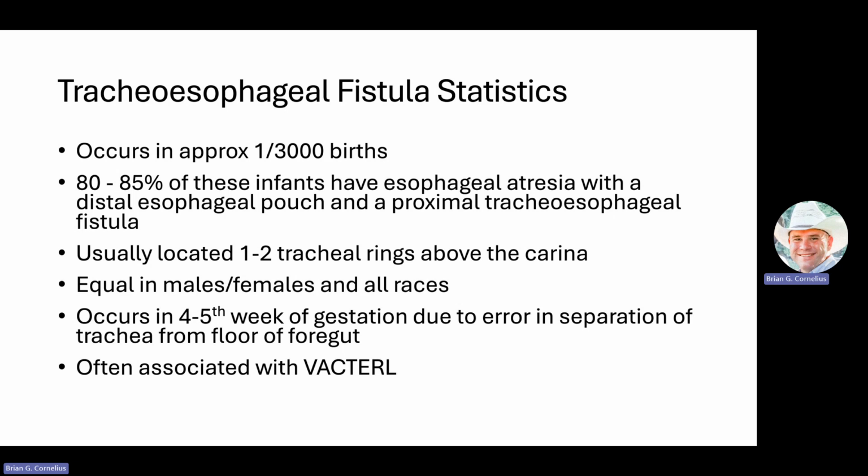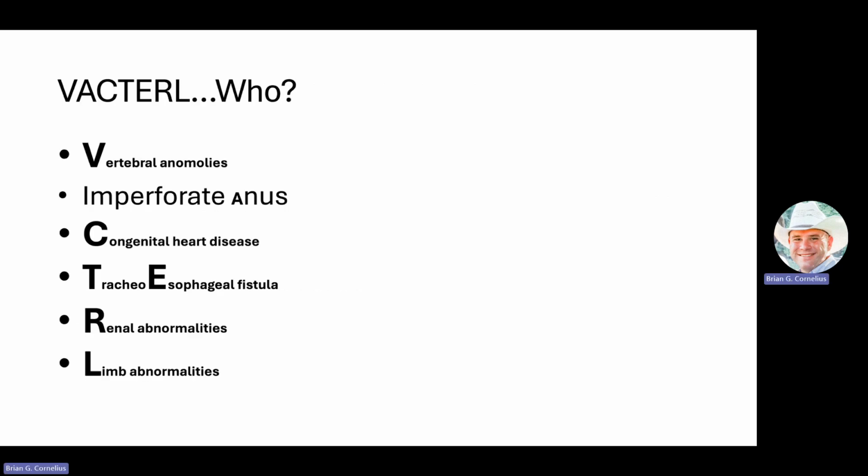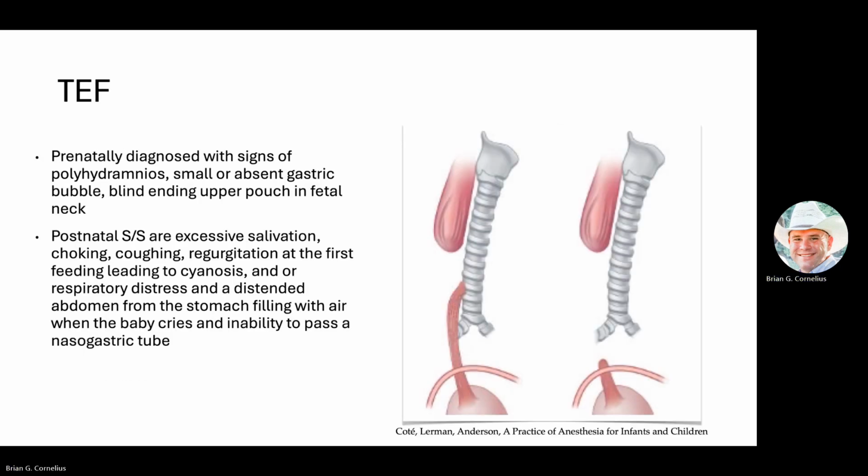It very commonly is associated with VACTERL. We'll talk about that in just a minute. So what is VACTERL? This is generally a good way to remember the syndromes that are associated with these patients. So they tend to have an increased incidence of vertebral anomalies. There's an imperforate anus. They tend to have congenital heart disease, TE fistula, obviously, renal issues, as well as limb abnormalities. So we're going to go a little bit further into some of those.